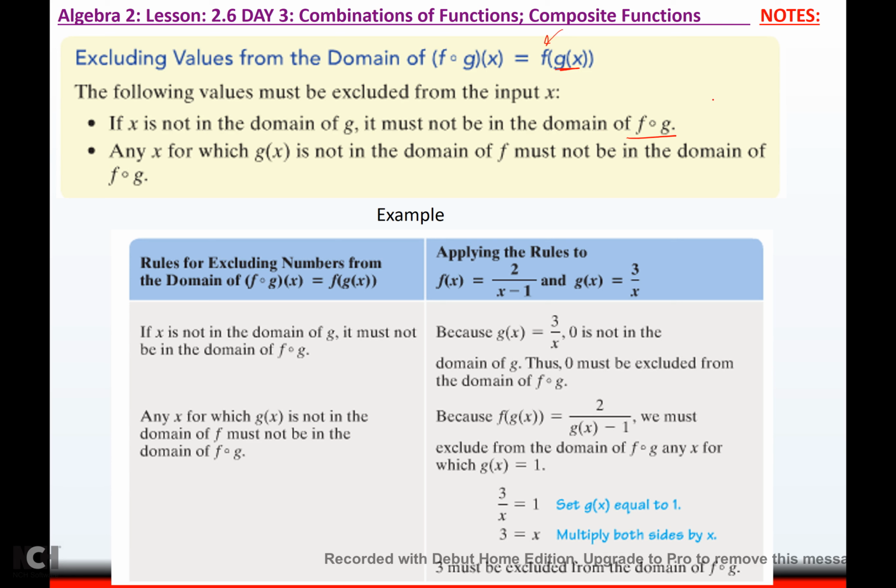Okay? So if you look at this example, if I take f of g of x, and here's my f function and here's my g function, what that means is for my g function, x cannot equal 0. So 0 is not in the domain, therefore it's got to be excluded from the composition. And then you have to check the other one. You have to check the final one when you're done, and whatever that ends up with, you can't let that denominator equal 0 either. So you're going to get basically an overlap of restrictions.